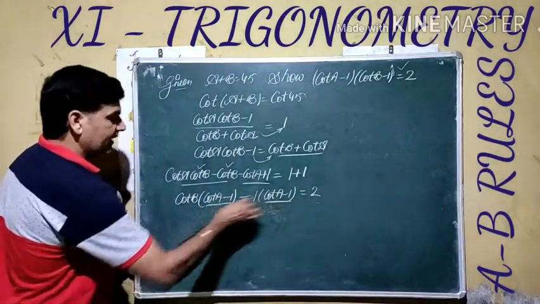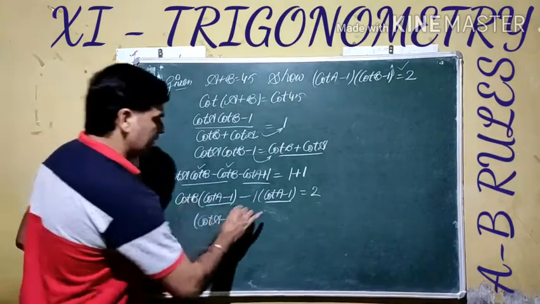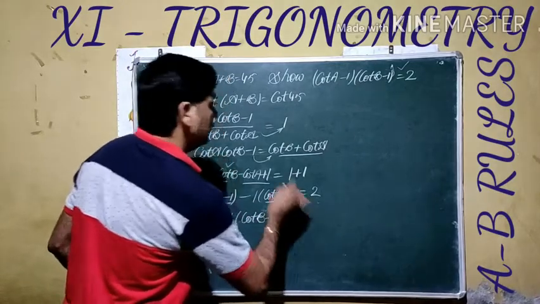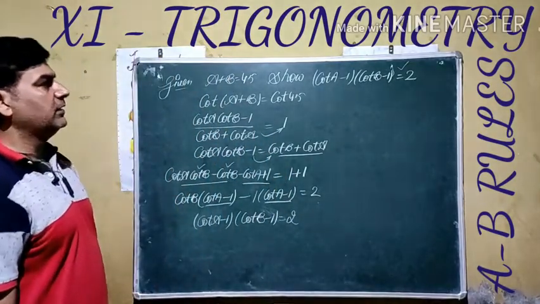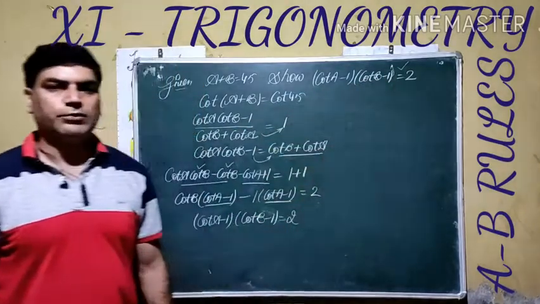Now these brackets are the same, taken common outside, so the left out value is cot B minus 1, is equal to 2. This proves our result: cot A minus 1 multiplied with cot B minus 1 should be equal to 2 here.